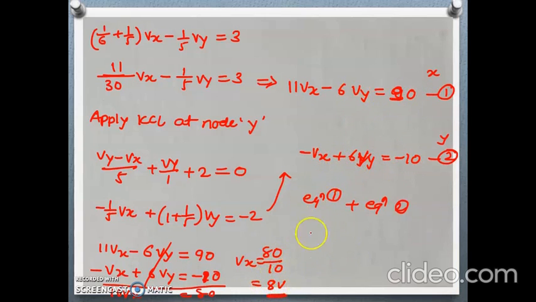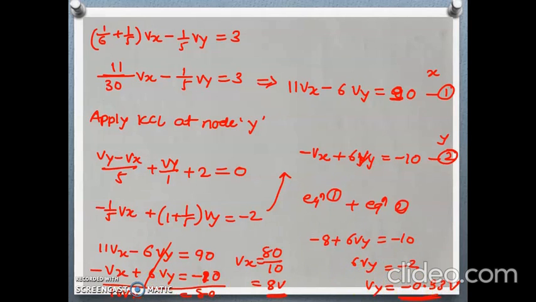So putting the value of 8 here, this will be minus 8 plus 6 Vy equals minus 10. So 6 Vy equals minus 10, and this will be plus 8, so minus 2, and Vy equals minus 0.33 volt. This is the required value of Vy.